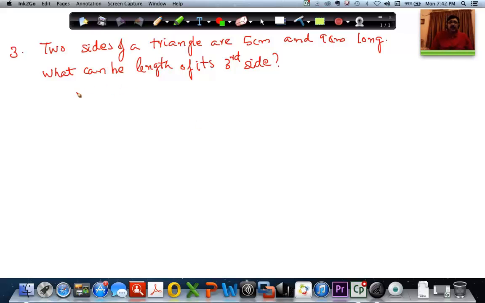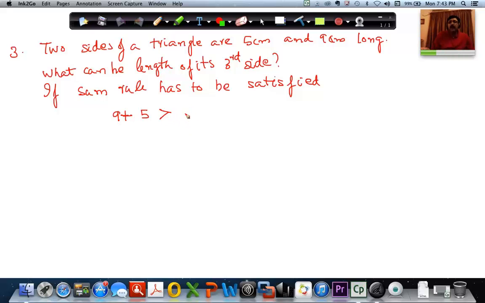Now, what is the sum rule? Based on the sum rule, if the sum rule has to be satisfied, I should say that 9 plus 5 is greater than the length of the third side. Perfect.